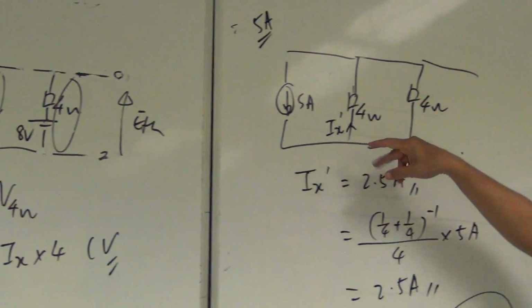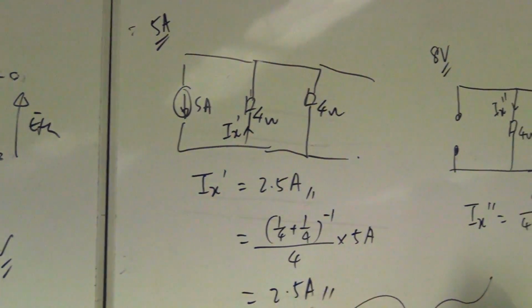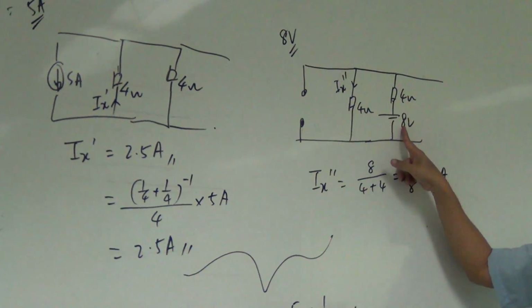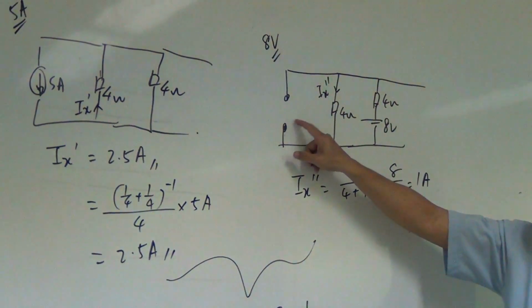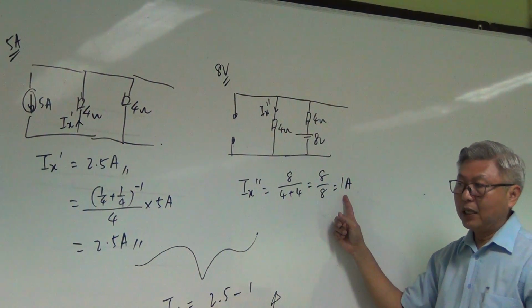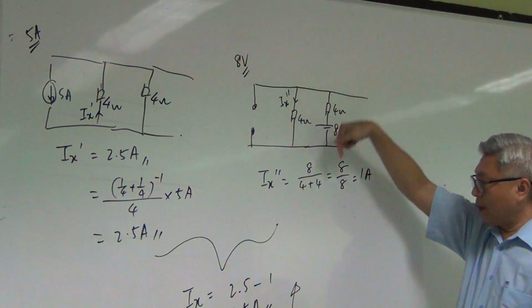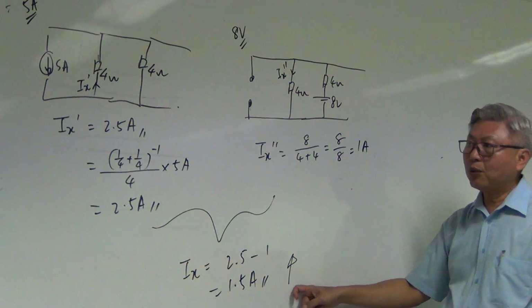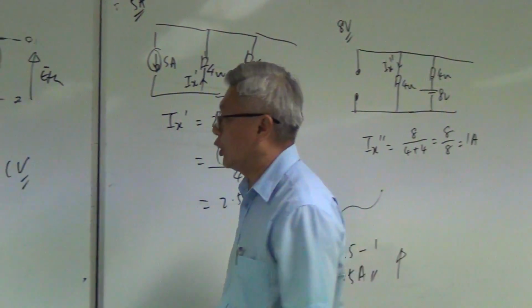So I split the source. When it's 5 ampere, I find out what's the current. By current divider, I know it's 2.5. When I consider 8 volt source alone, I open circuit the current source. To kill a current source is to open circuit it. So the current is 1 ampere. I have 2.5 going up, 1 ampere coming down, so the resultant is 1.5. Right? So with that, I come by my ETH.